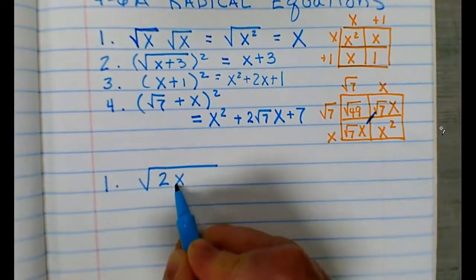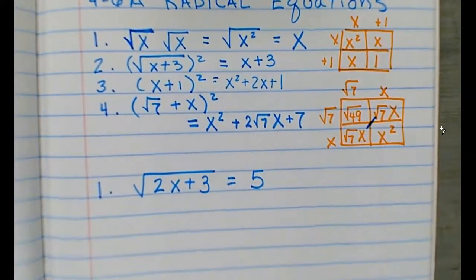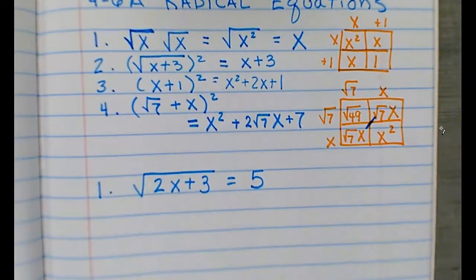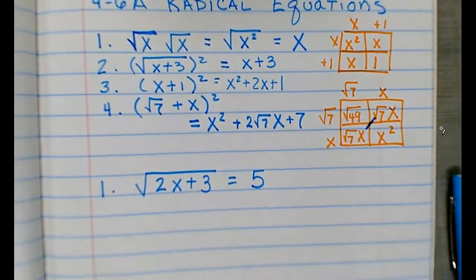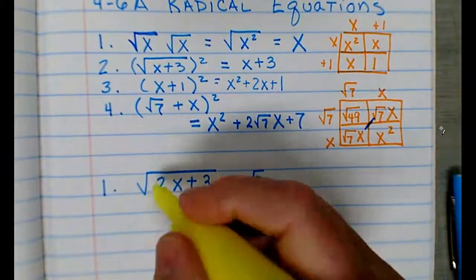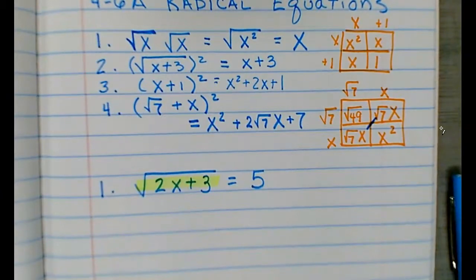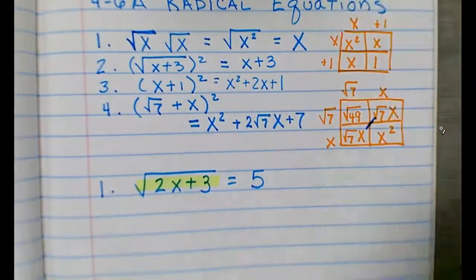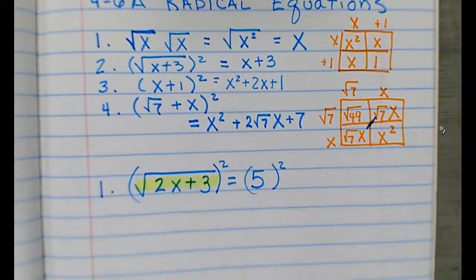So the square root of 2x plus 3 equals 5. This is a radical equation because it has a square root in it. It's an equation because it has an equal sign. So we're going to solve it for x. When you are solving a radical equation, the first step is to isolate the square root. Is this square root on one side of the equal sign by itself? That's what we want. And then, in order to solve it, we're going to square both sides.